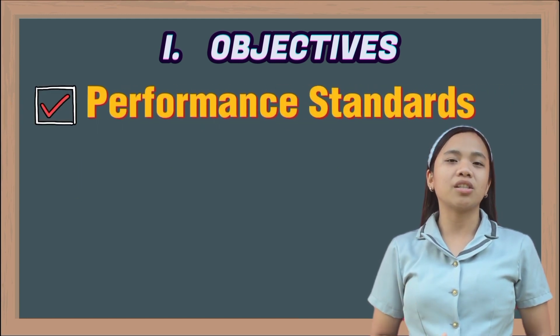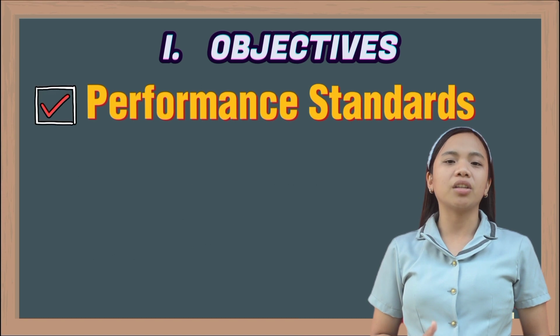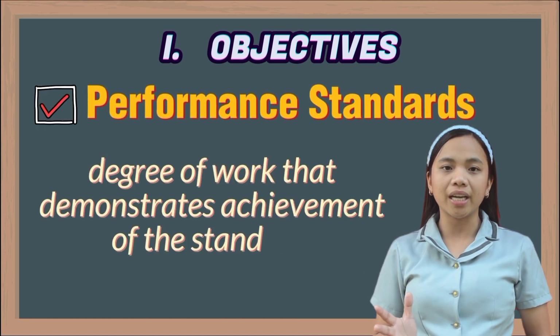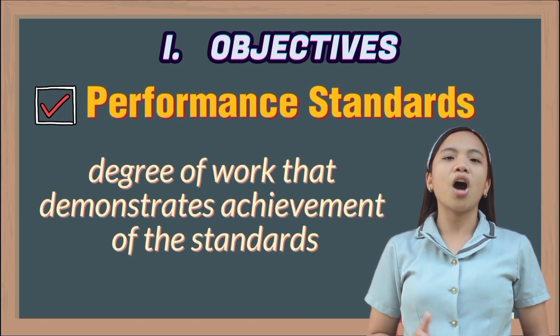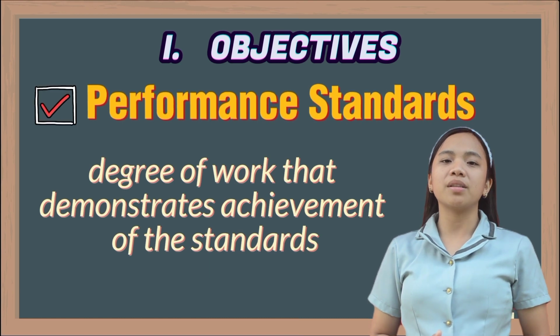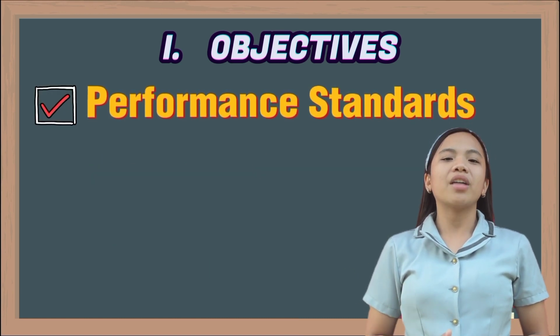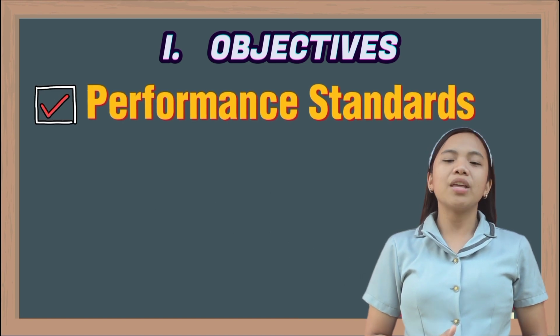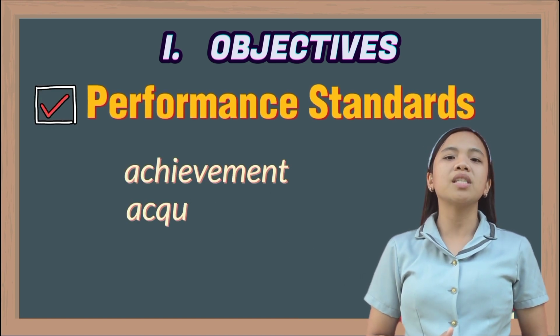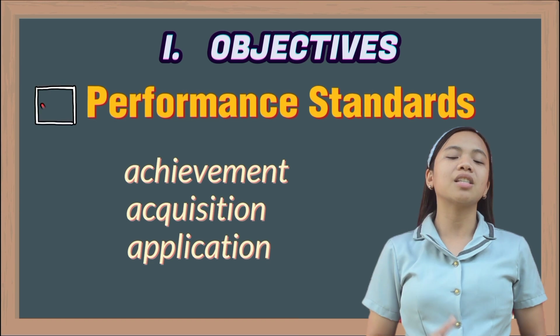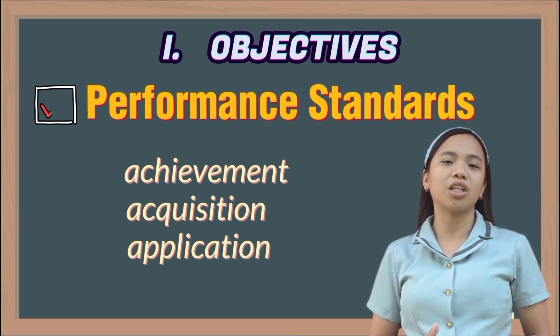Next, performance standards. Performance standards specify the degree of work that demonstrates achievement of the standards. Several performance standards are assigned to each content standard. These are the tasks that the student is supposed to complete. These indicate achievement, acquisition, and application of the subject standards, needed knowledge or skill.